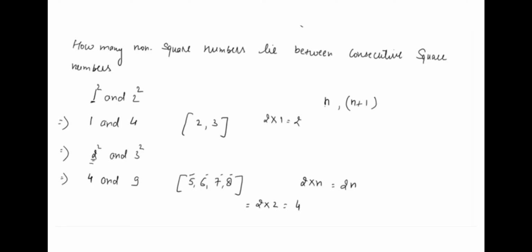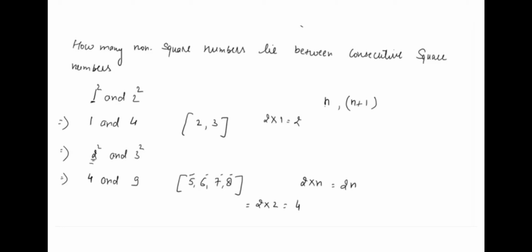So students, how will we find for a big number? It is not possible to count and write all the numbers between two consecutive square numbers. So here is a formula. What is the formula? n and n plus 1. Whenever we have two consecutive numbers, that is n and n plus 1, n is smaller, n plus 1 is greater. Is it clear? Then the formula is 2n.